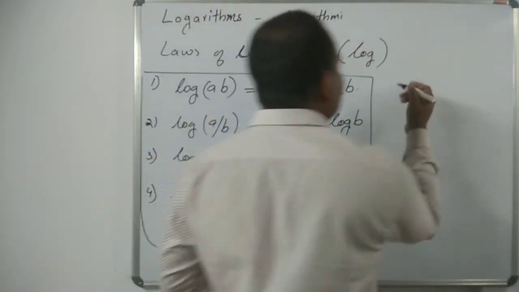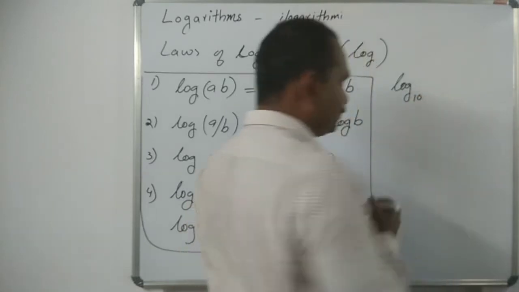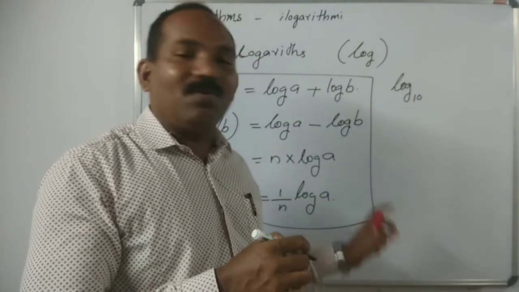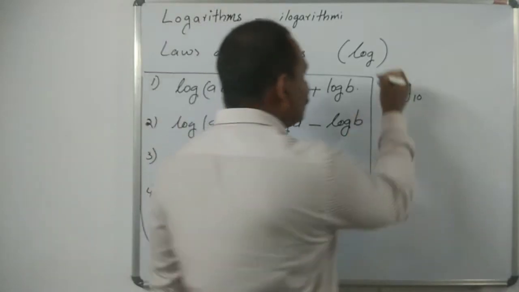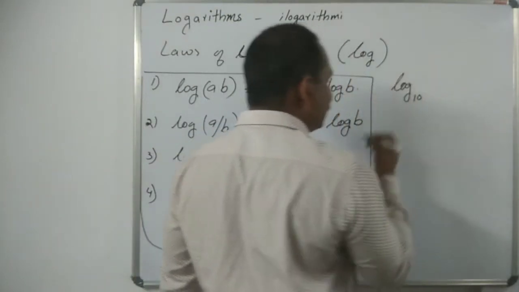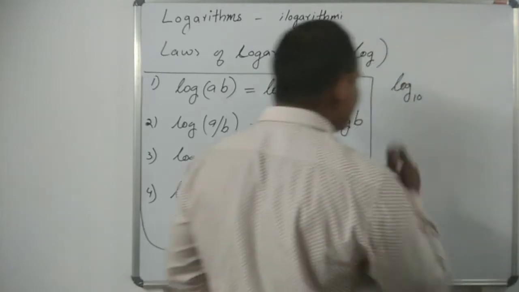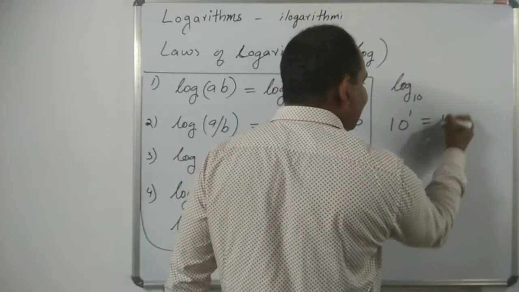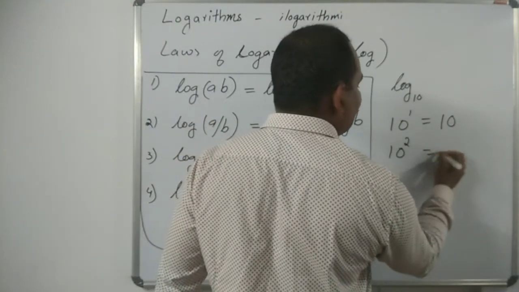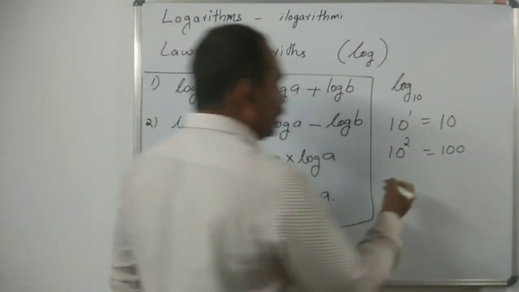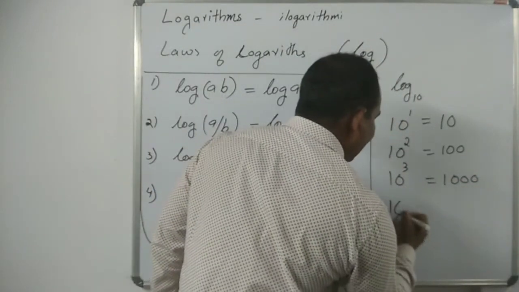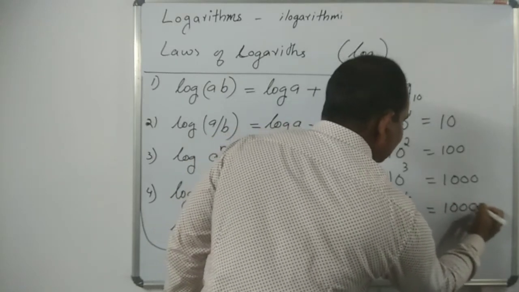That is written as log base 10, and usually the 10 is not written. We avoid writing the 10. So log is usually logarithm to base 10. As we know, 10 raised to 1 is equal to 10 itself. Then 10 raised to 2 is equal to 100. 10 raised to 3 is equal to 1000. 10 raised to 4 is equal to 10,000.